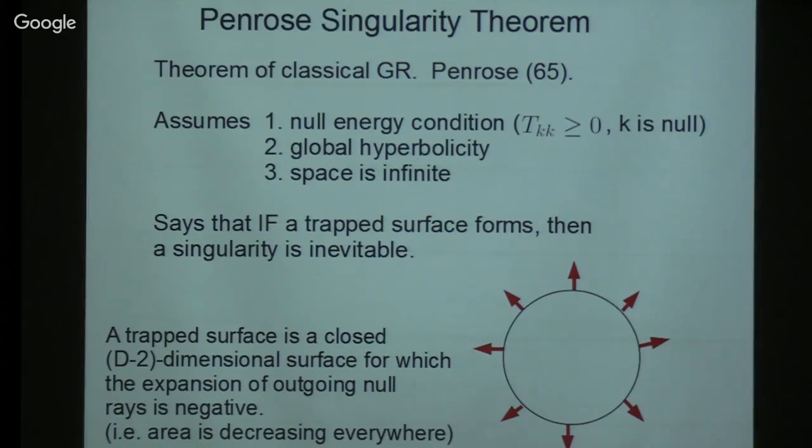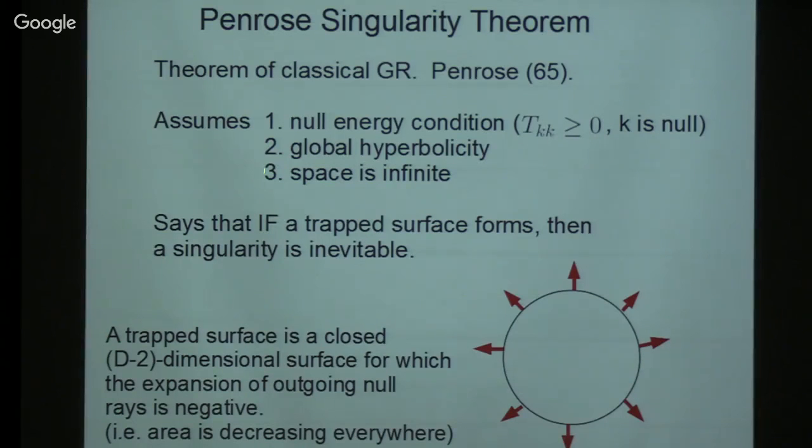Basically it involves two assumptions about the geometry. One is that there are no closed time-like or light-like curves, so that you don't have any causality violations. The second assumption is, roughly speaking, that there are no holes in space-time that information can come in and out of.